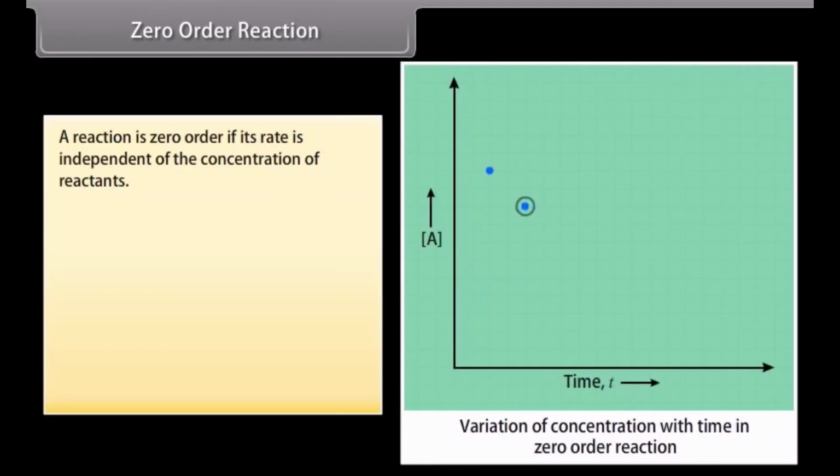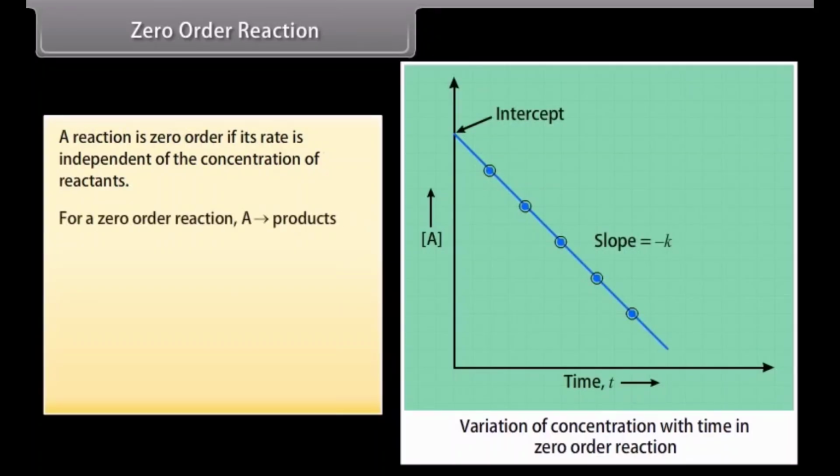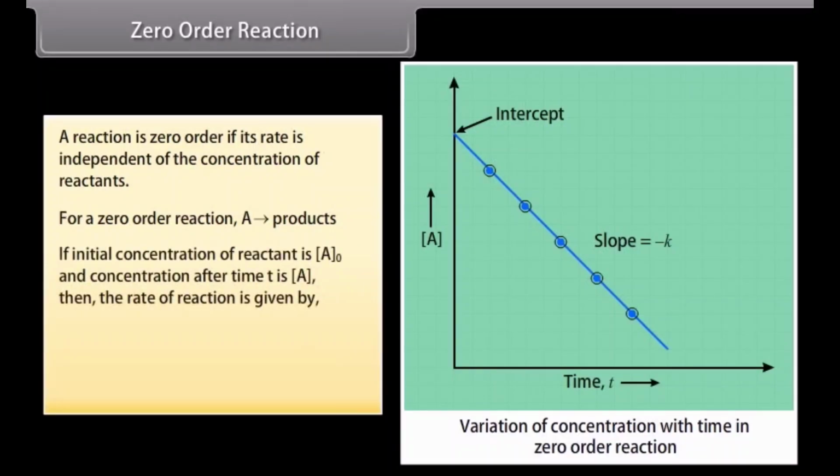Zero-order reaction. A reaction is zero-order if its rate is independent of the concentration of reactants. For a zero-order reaction, A is changing into products. If the initial concentration of reactants is a naught, and concentration after time t is a, then the rate of reaction is given by minus d[A] by dt is equal to the product of k and [A] raised to the power 0, which is equal to k. It can be written as d[A] is equal to minus k dt.